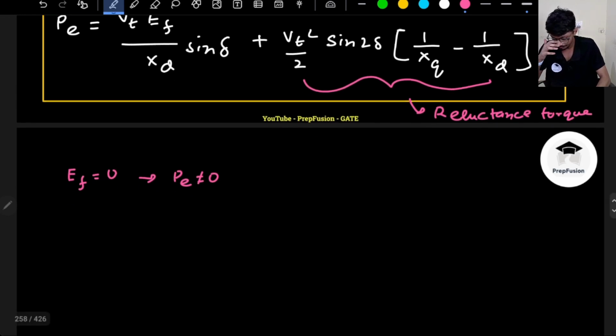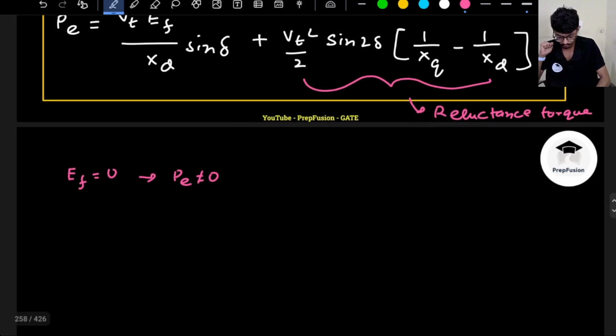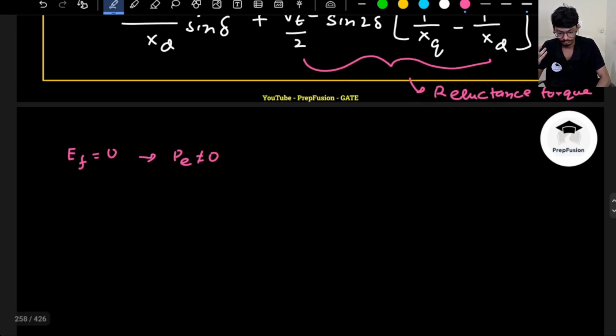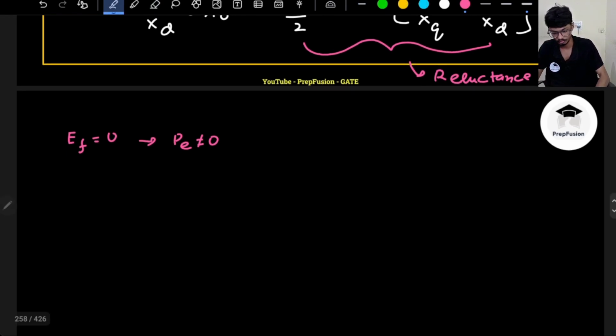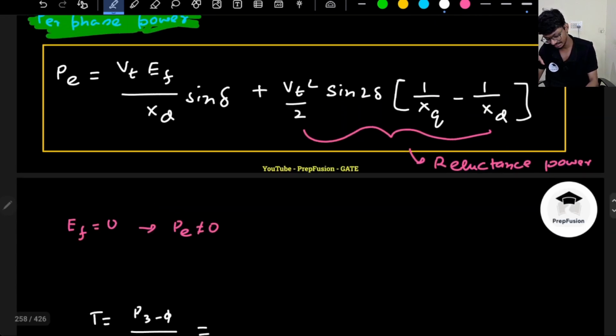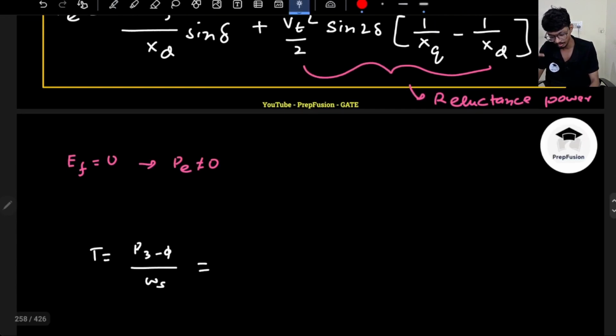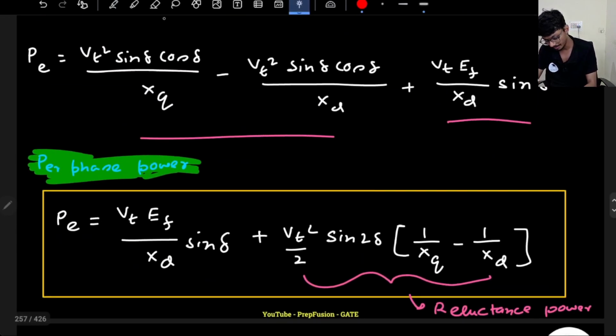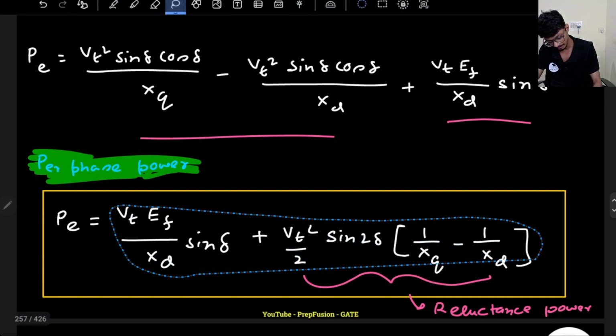Okay, so what is torque? This we call reluctance power, right? And the torque developed will be reluctance torque. What will be torque? So torque will be simply 3-phase power divided by omega s, because the rotor is rotating by omega s. So this is single phase power, right? Three phase power will be 3 multiplied by this. So copy paste this and multiply by 3.